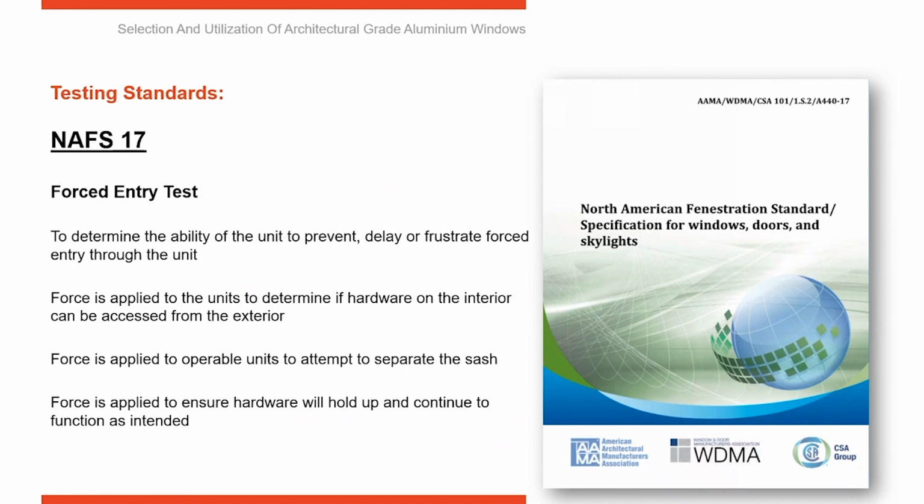So with forced entry testing, the force is applied between the sash and the frame, and then the hardware is cycled and tested to make sure that it still operates and performs as intended. If the hardware does not engage, does not hold the window closed, or is not properly functioning, then it's a failure. So it's a pass-fail test there.